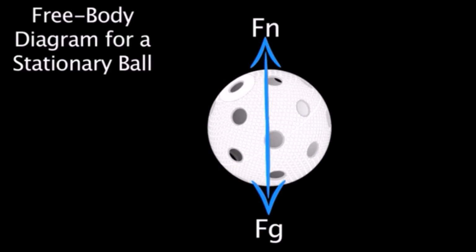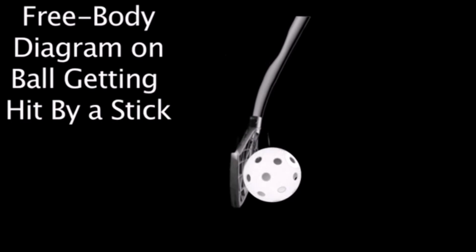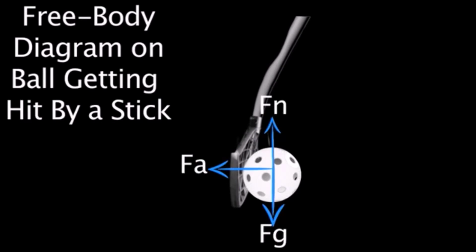Free body diagram for a stationary ball. This has the force of gravity and normal force. These forces make the ball stationary. Free body diagram on ball getting hit by a stick. This also has a force of gravity and normal force on it, but also has applied force. It's because the ball is applying a force back to the stick that's hitting it.